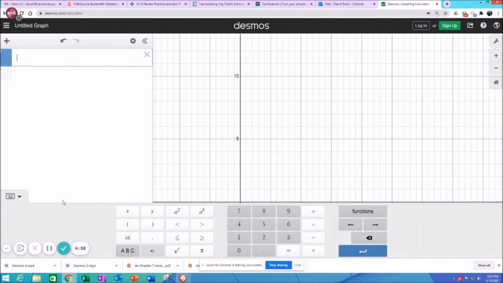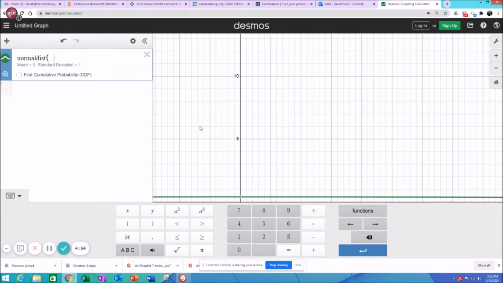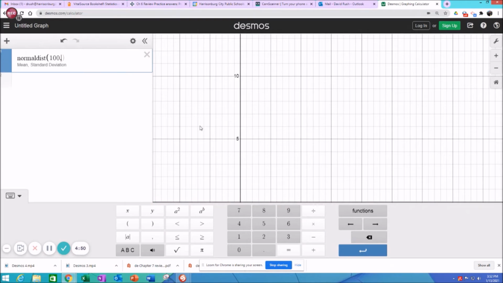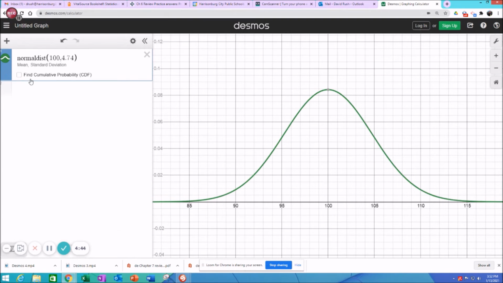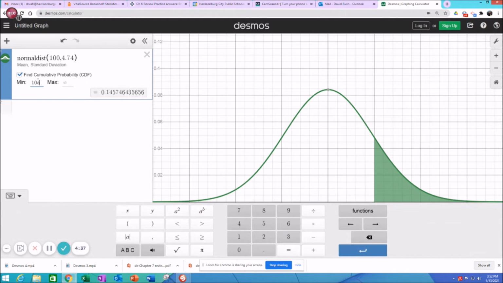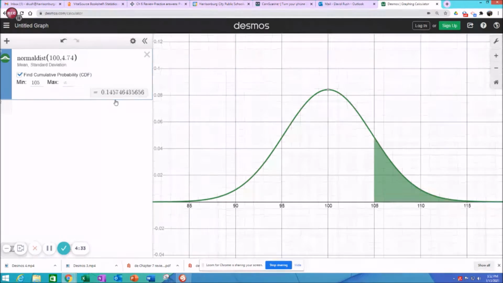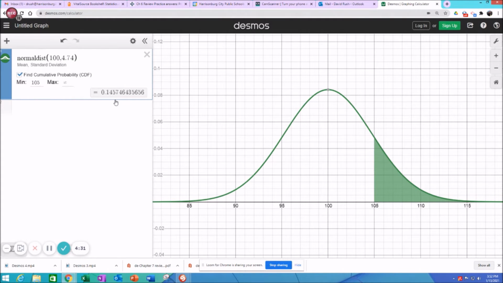Okay, so our population was normal, so our sampling distribution is going to be approximately normal. We said our mean was going to be 100, standard deviation of 4.74. Okay, so there's our distribution. And we want to know, it says 105 or greater. So 105 or greater to infinity gives us about 15%. Okay. There's my answer for part C.